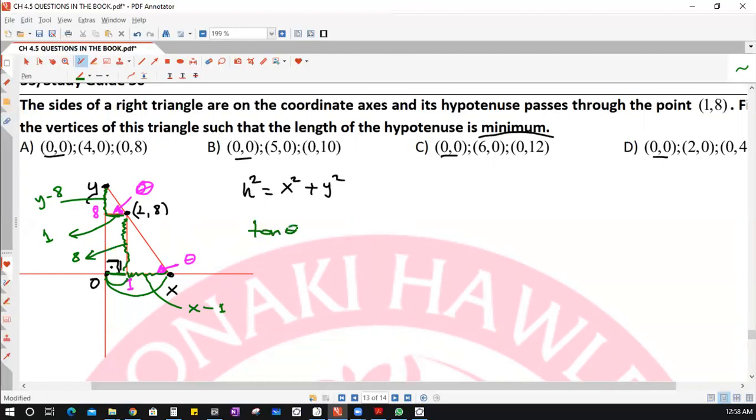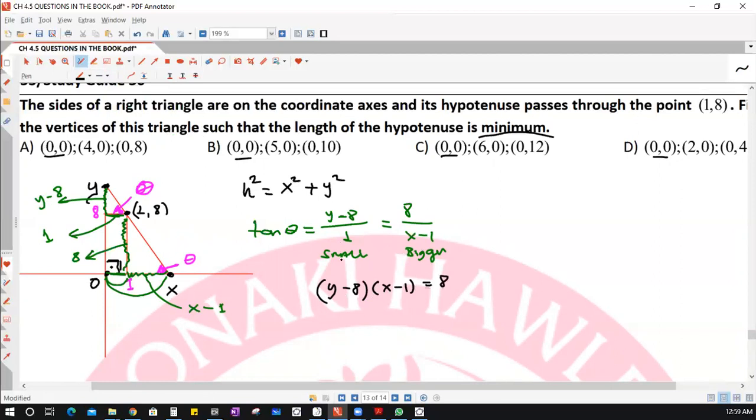Tangent theta in the small triangle: opposite is y minus 8, divided by 1. And in the bigger triangle, tangent theta, opposite is 8, divided by x minus 1. This is the small triangle and this is the bigger triangle. And then cross multiply. When you cross multiply, y minus 8 times x minus 1 is equal to 8 times 1, 8.